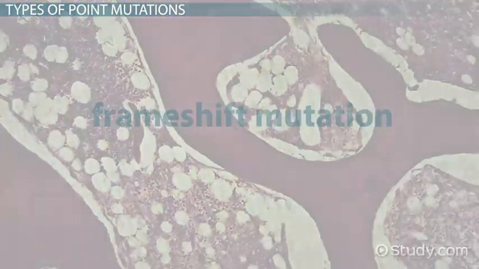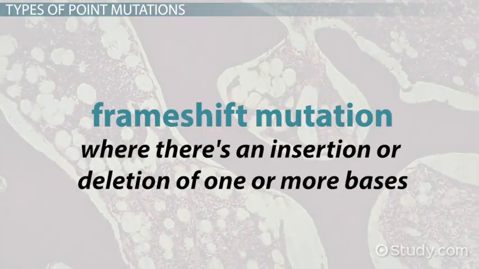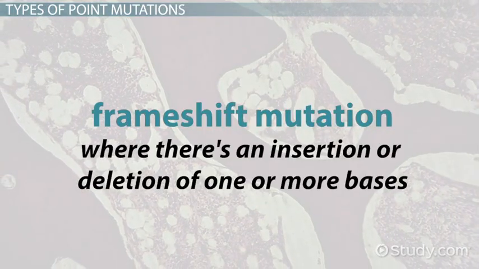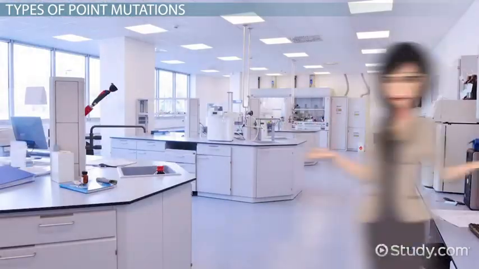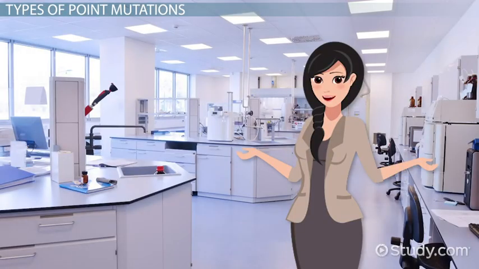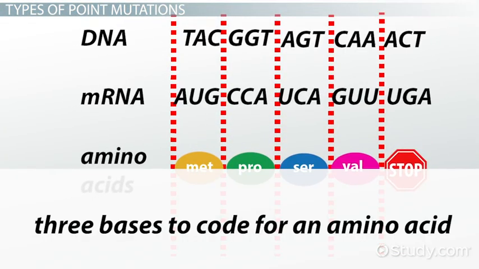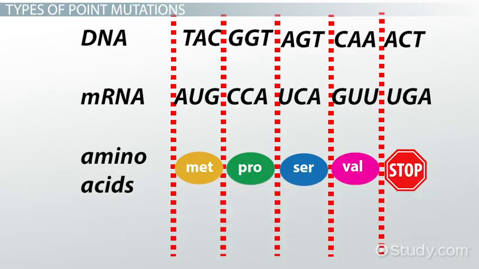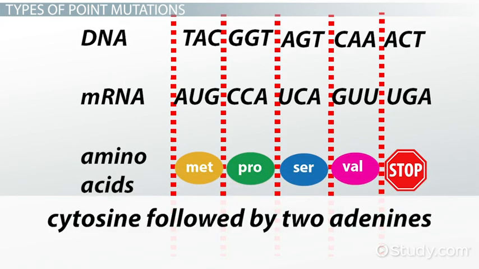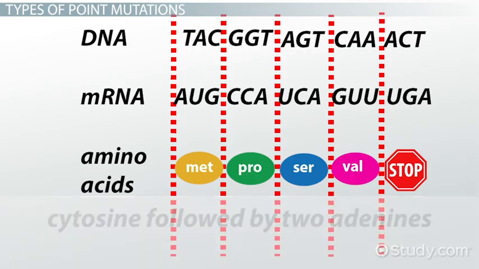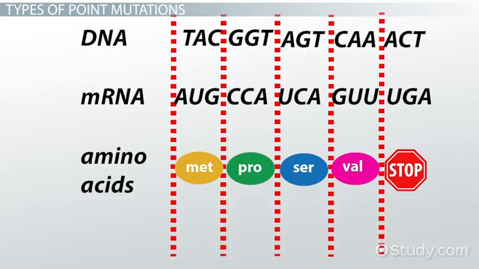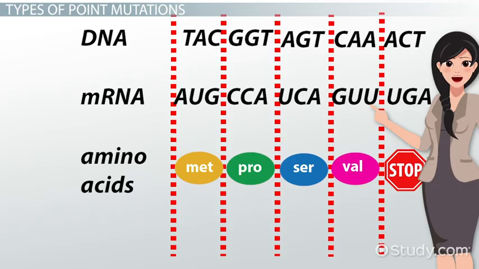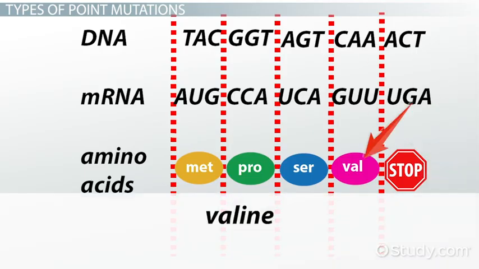Let's start with a frameshift mutation, where there's an insertion or deletion of one or more bases. In other words, bases get added or removed. Why would that matter, you ask? Well, it takes 3 bases to code for an amino acid, and this is called a codon. For example, if you have cytosine followed by 2 adenines and you transcribe it into RNA, you get GUU, which codes for the amino acid valine, abbreviated VAL.